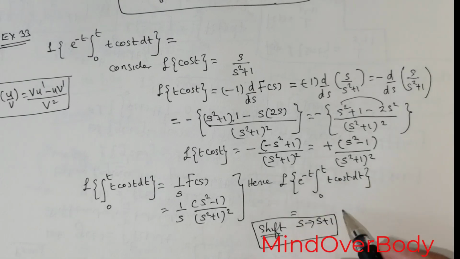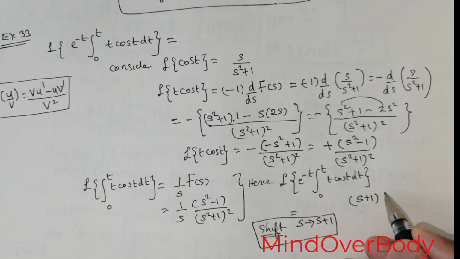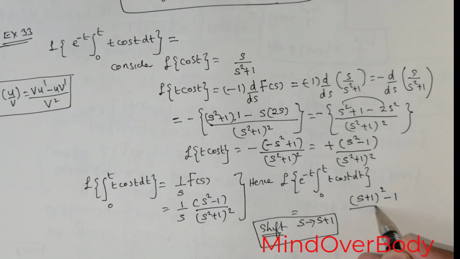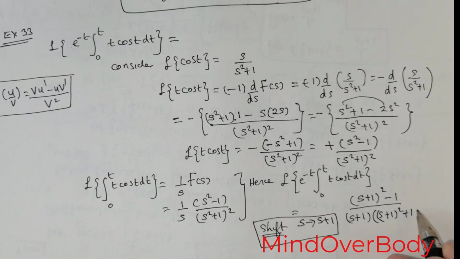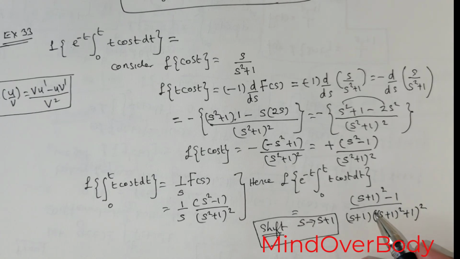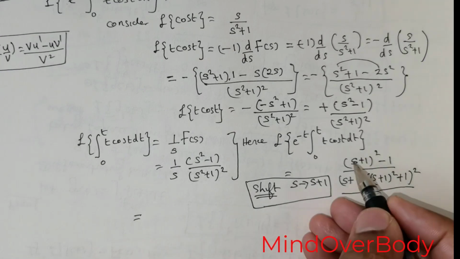So the Laplace transform would be ((s plus 1) squared minus 1) divided by (s plus 1) times ((s plus 1) squared plus 1) raised to the power of 2. So this is the final answer. If you want to expand it, you can expand it.